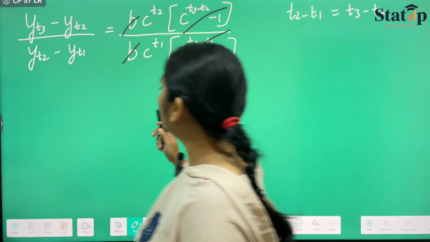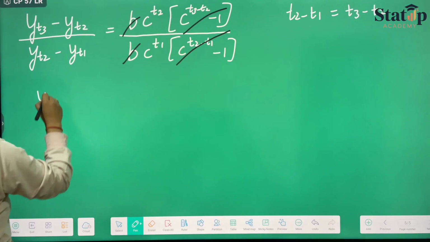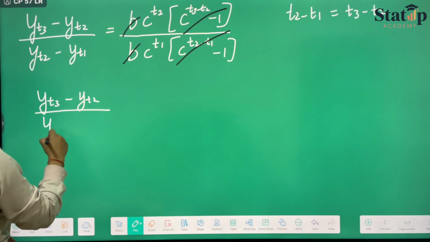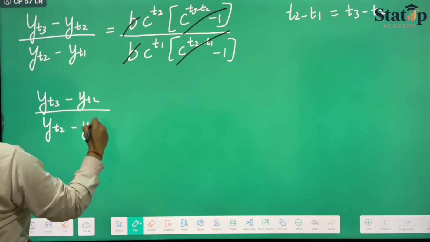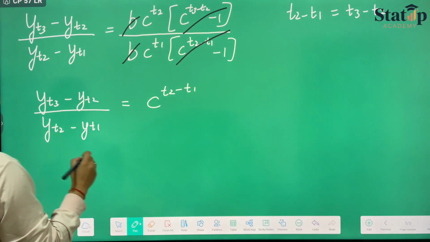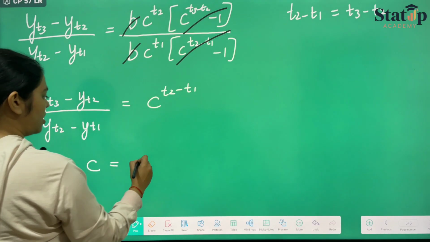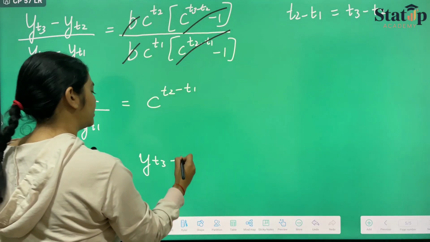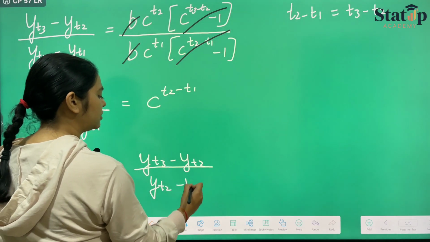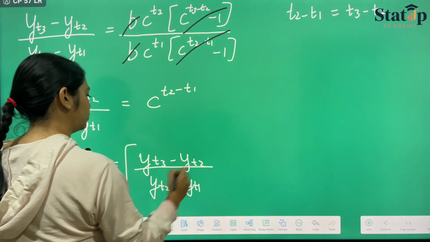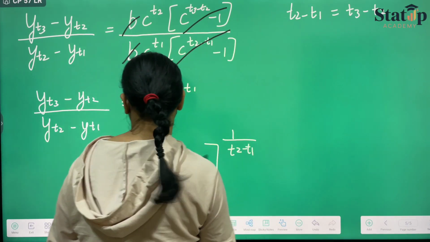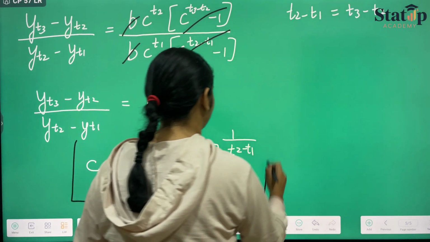Okay. So the equation we'll be getting is (y_T3 minus y_T2) upon (y_T2 minus y_T1) equals c^(T2 minus T1). And the value of C from here will be (y_T3 minus y_T2) upon (y_T2 minus y_T1) raised to the power 1 upon (T2 minus T1). So this will be the value of C.